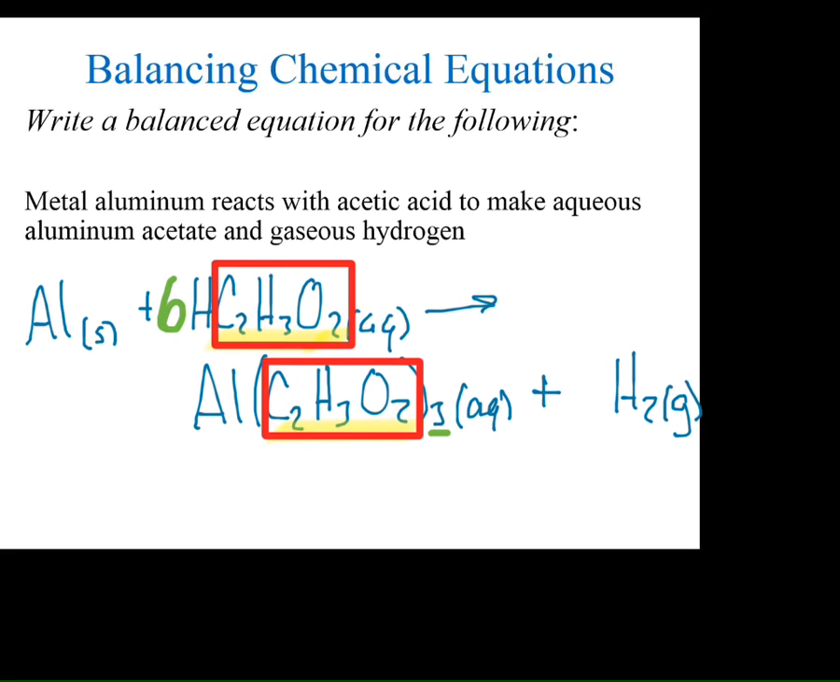And then how do I make aluminum acetate into a six? Put a two in front of the whole thing. Put a two in front. Now that makes two times three, six acetates. But I just changed a bunch of stuff by doing that.